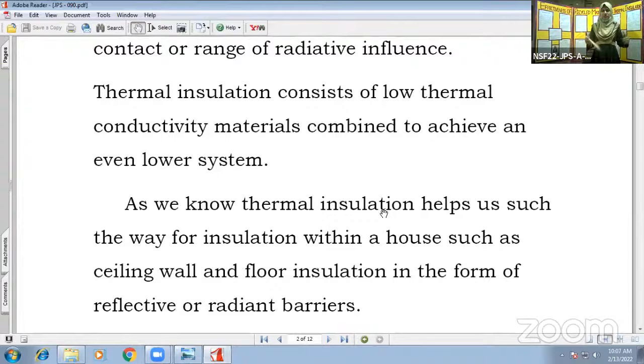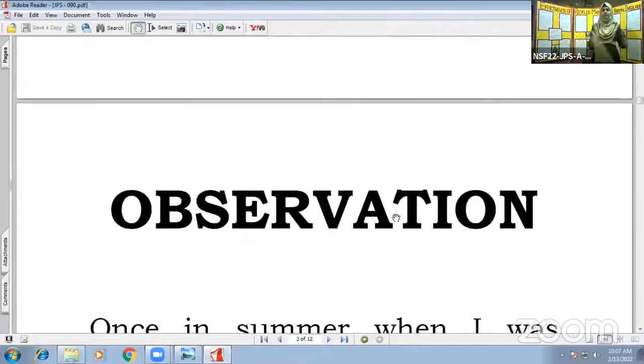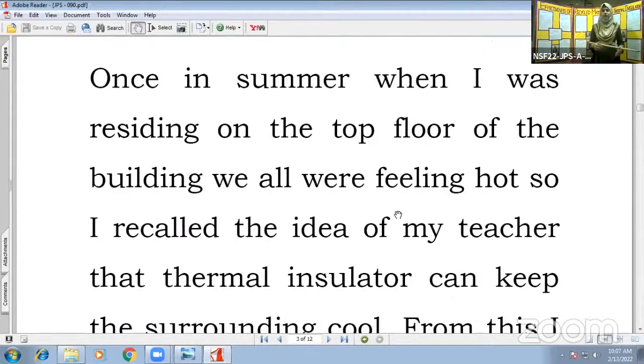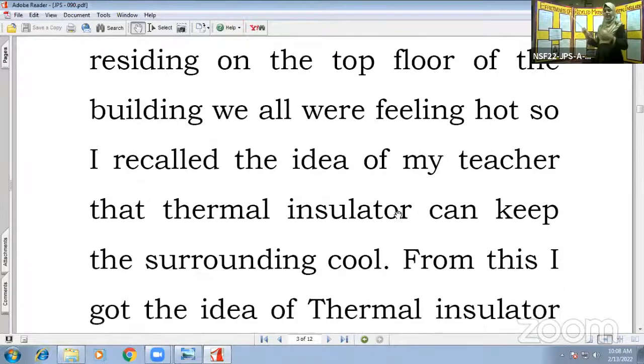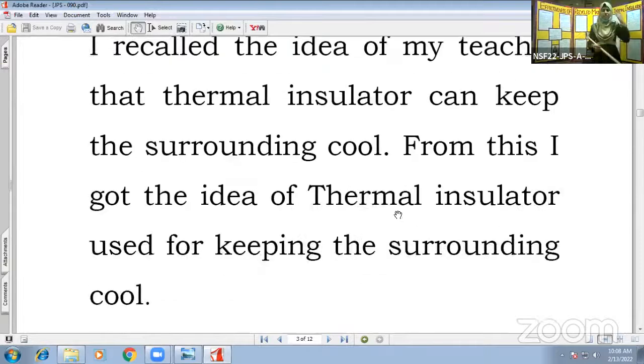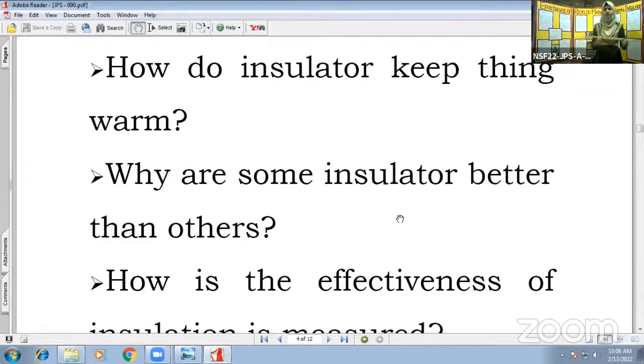One December when I was deciding on my topic, it was very hot. I remember my physics teacher telling us about thermal insulators around the pool. From there I got the idea of thermal insulators. Insulators keep cool things from warming up and warm things from cooling down. While doing the experiment, some questions came to my mind. How does a thermal insulator keep cool things from warming up and warm things from cooling down? And how are some insulators better than others?